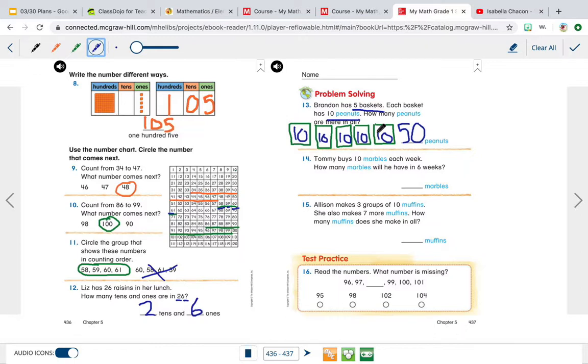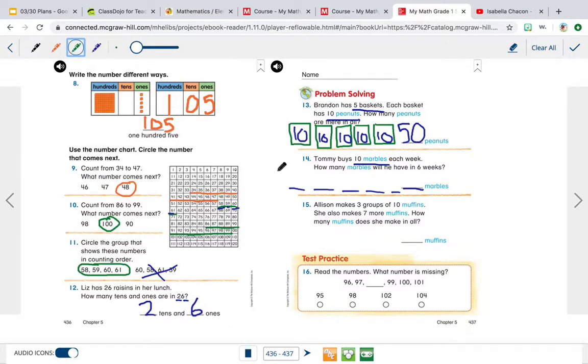So let's do this one now. Tommy has 10 marbles. Buys 10 marbles each week. How many marbles will he have in 6 weeks? So what we're going to do is we're going to do week 1, week 2, week 3, week 4, week 5, and then this will be week 6, okay? And what we're going to do is we're going to count by tens again.